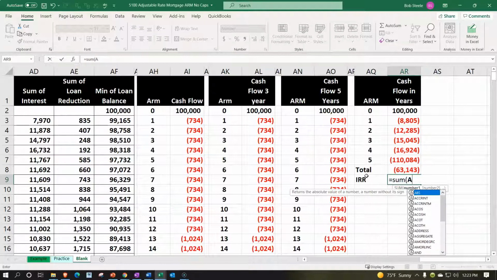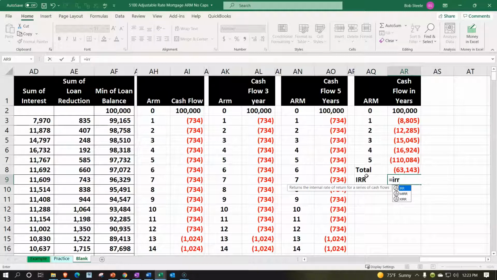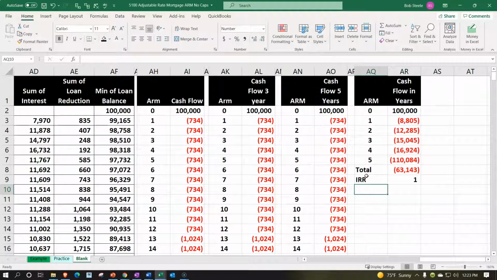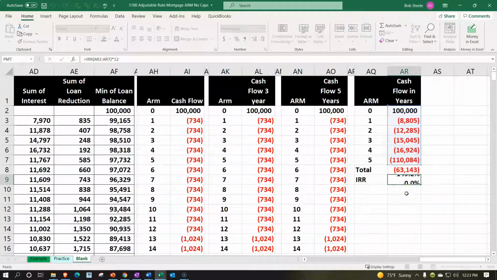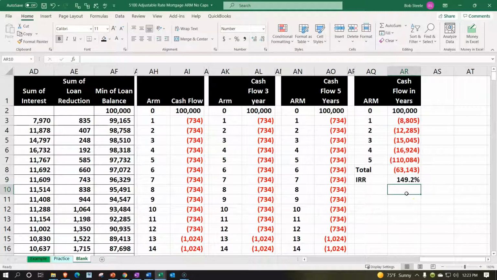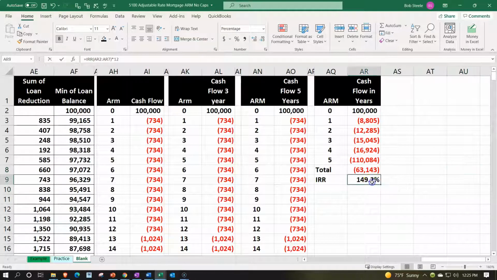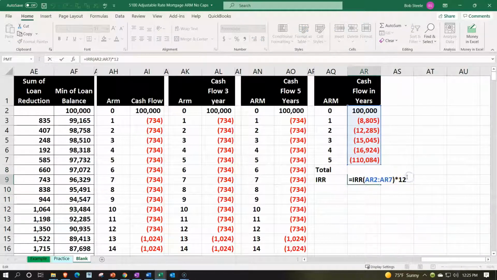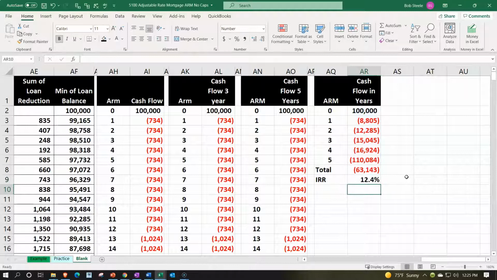Okay, that's not the IRR. It goes the IRR of these, closing it up, multiplying times 12, making it a percent, adding some decimals, and something funny happened here. Hold on a second. Something's not right. And that is that we don't multiply it times 12 because we're on years now. We're on years. So that gives us the 12.4.